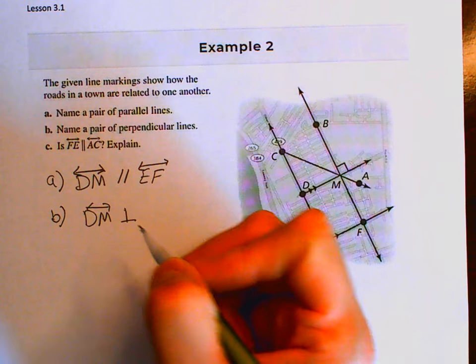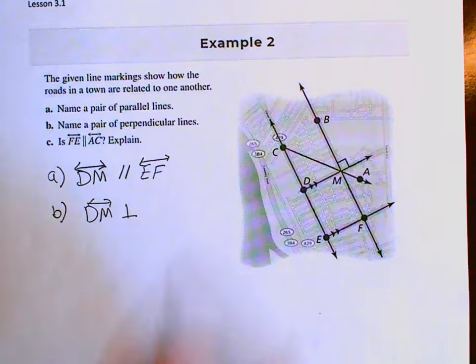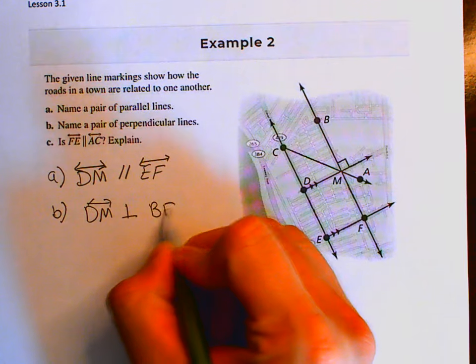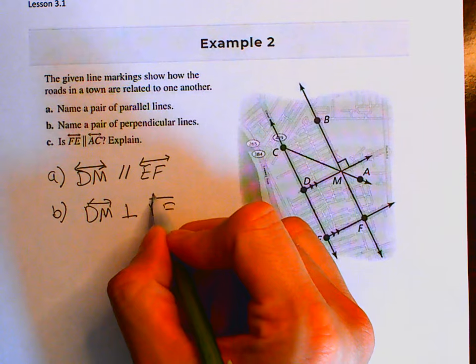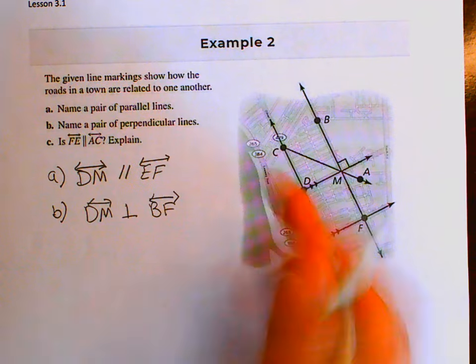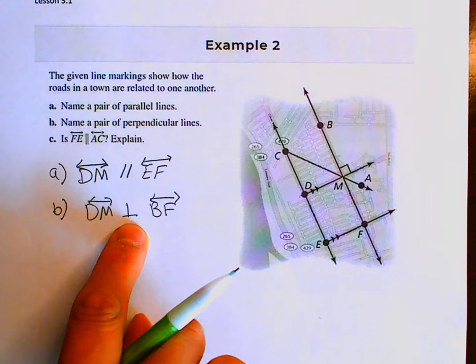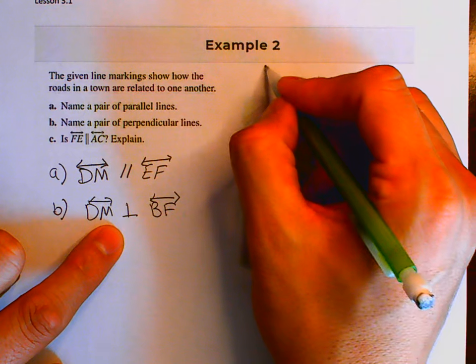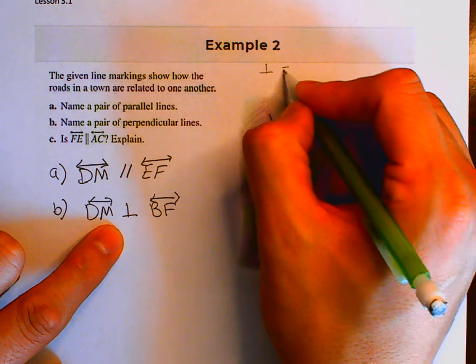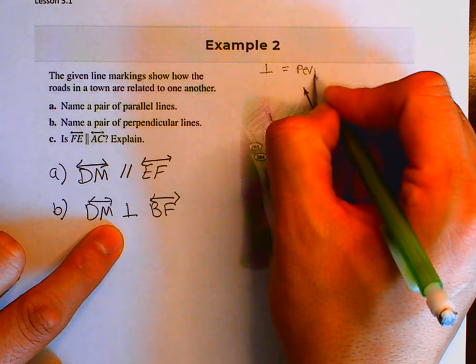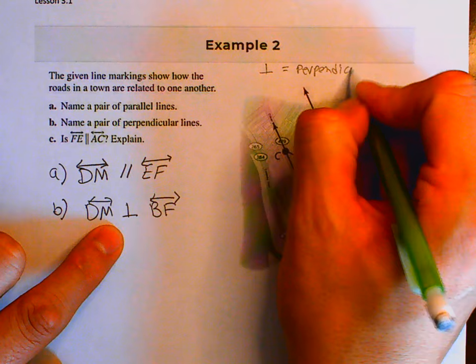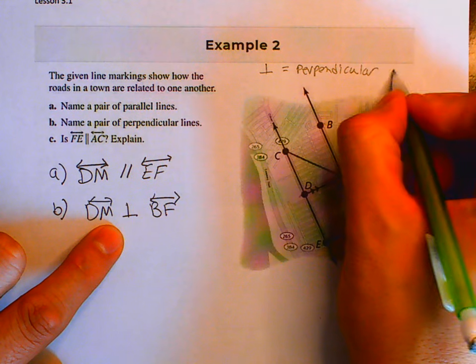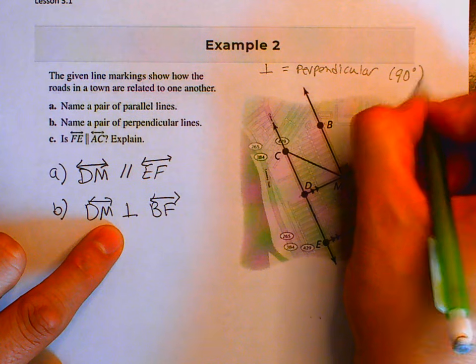Perpendicular, and that's the symbol for perpendicular, okay, BF. So those are the ones that are perpendicular. And yes, that little upside down T stands for perpendicular. Okay, so if you don't know what that means, write it down somewhere. That symbol means perpendicular. What does perpendicular mean? It means that the angle created is a 90-degree angle. It's a right angle.